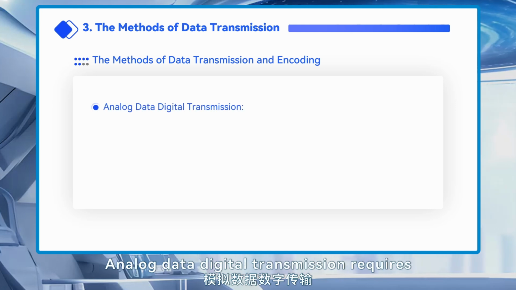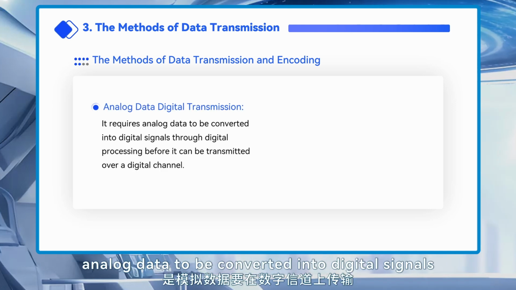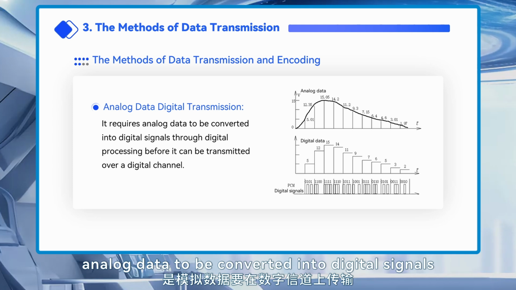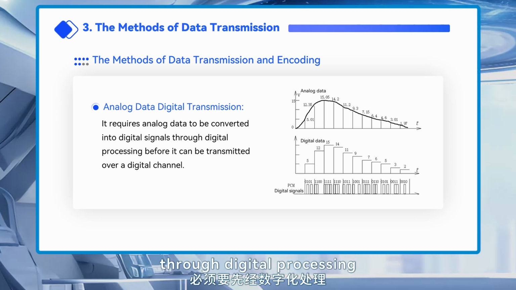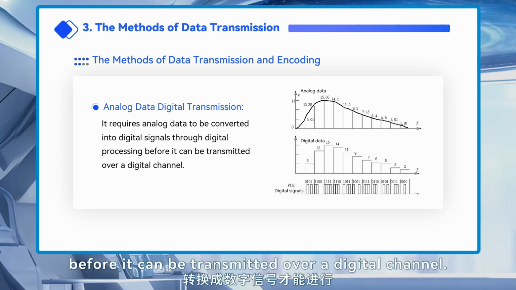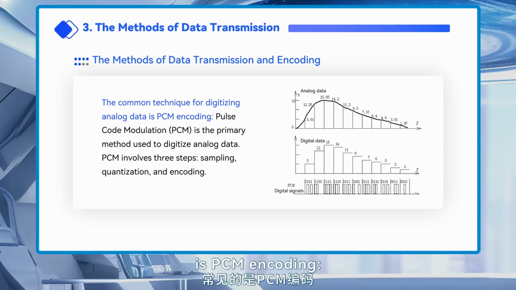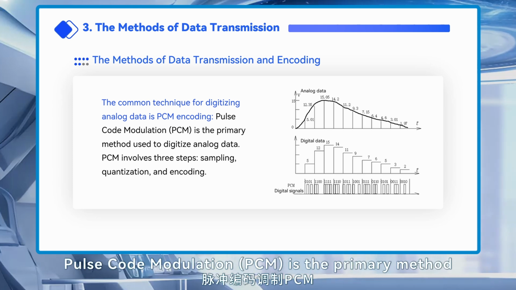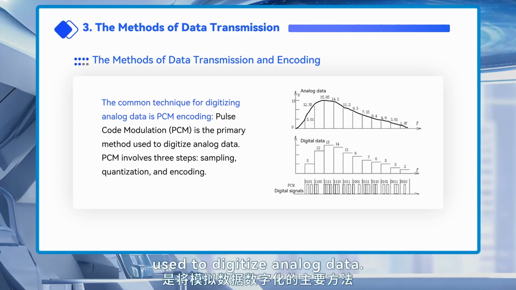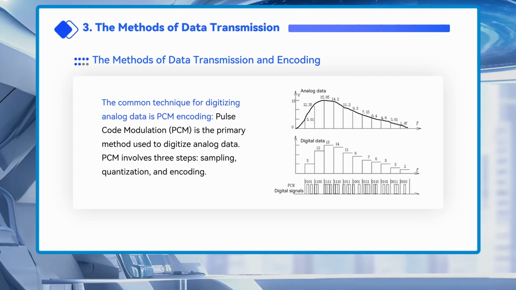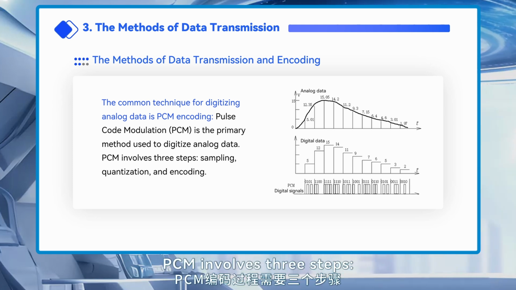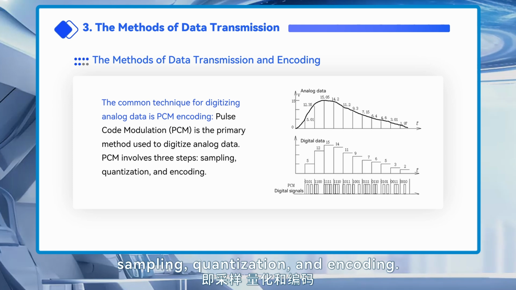Analog data digital transmission requires analog data to be converted into digital signals through digital processing before it can be transmitted over a digital channel. The common technique for digitizing analog data is pulse code modulation encoding. Pulse code modulation is the primary method used to digitize analog data. Pulse code modulation involves three steps: sampling, quantization, and encoding.